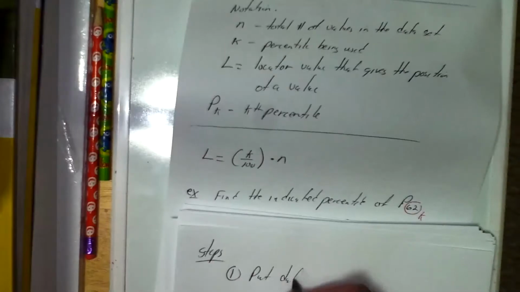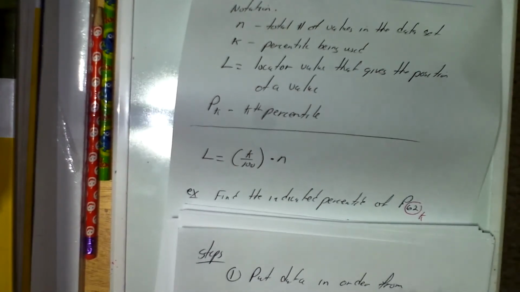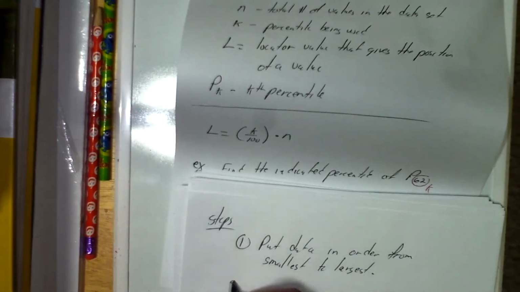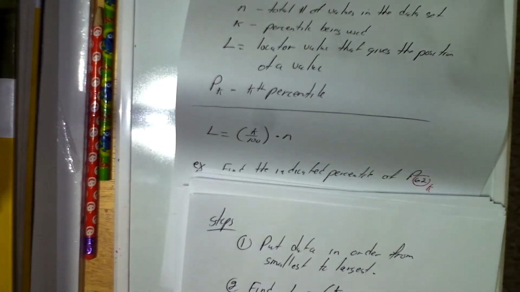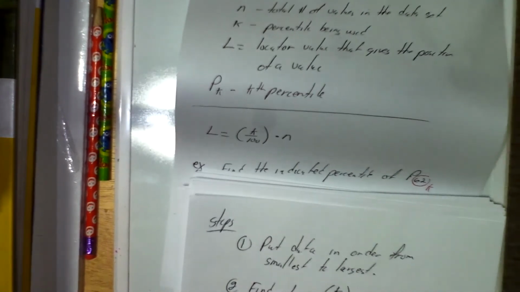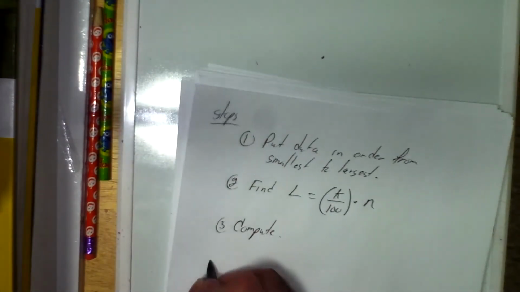Put data in order from smallest to largest. Okay. Step two. Find L, which is K over 100 times N. Compute. Right, you're going to plug it in and then compute it. Then step four, there's two options.